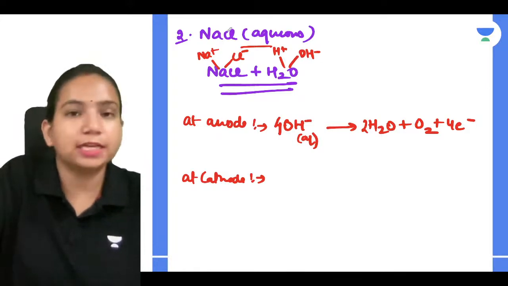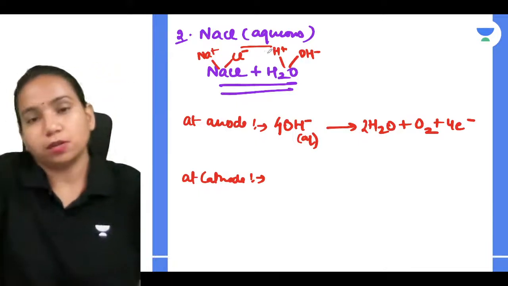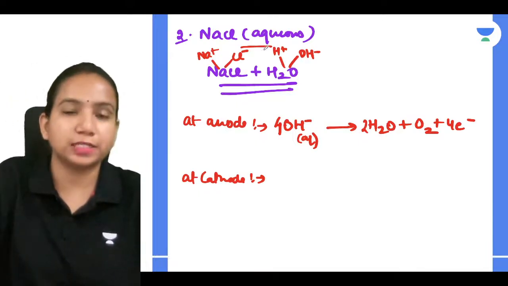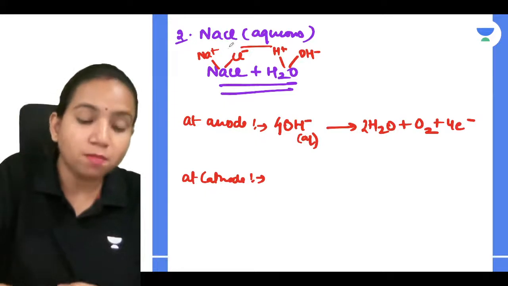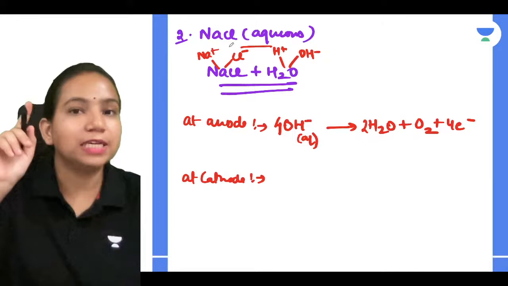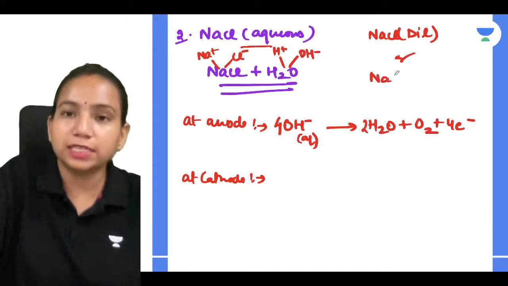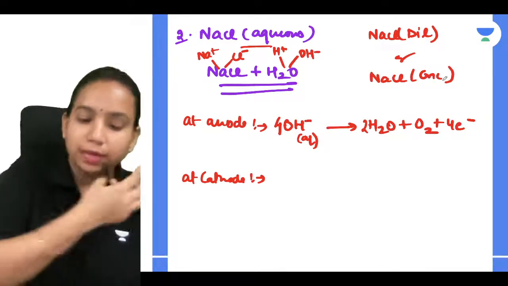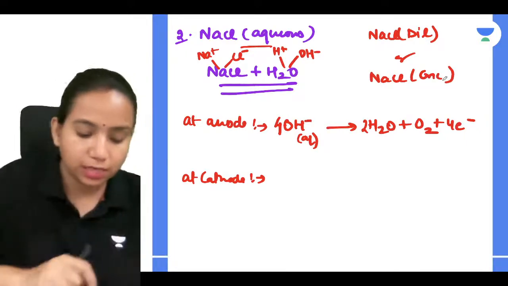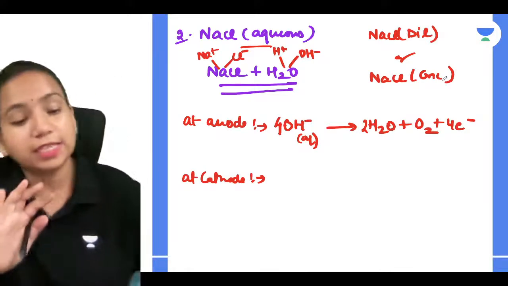What you can relate is that if you have a sodium here and a hydrogen here, 2 positive ions are there. So remember that you can talk about the electrolysis on the basis of 2 things. You can have sodium chloride dilute versus concentrated. You can take NaCl dilute, and you can take NaCl concentrated also.